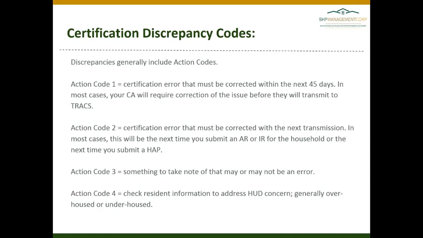Action code 3 is something to take note of that may or may not be an error. And action code 4 is informational and asking you to check the resident information to address a HUD concern. In most cases, this is going to be a household that is either overhoused or underhoused.